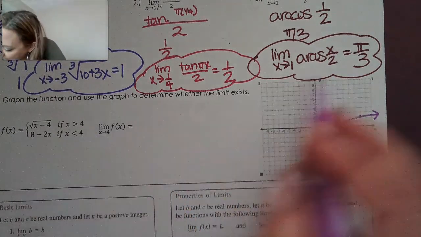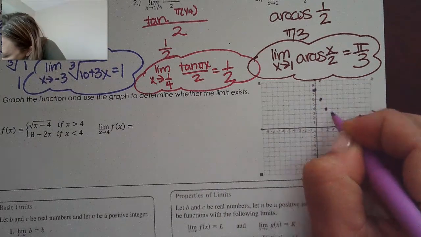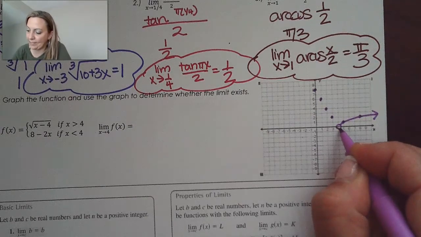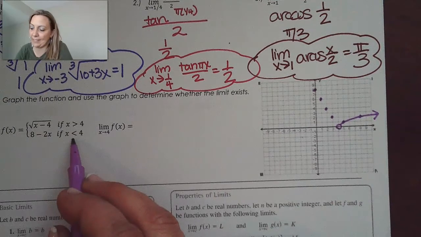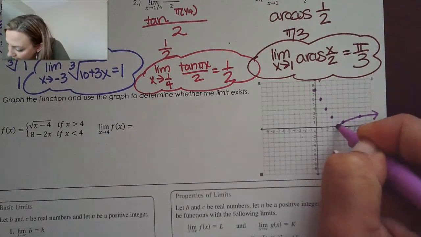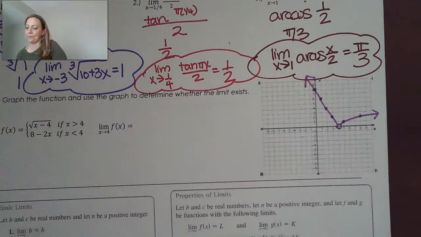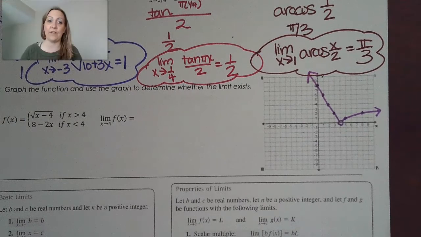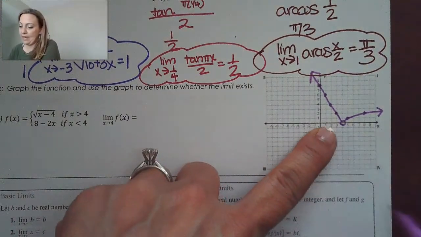And then 8 minus 2x if x is less than 4. Well, the y-intercept is 8. My slope is -2. And then instead of plotting a point at (4, 0), because it only is true when x is less than 4, I'll leave that as an open circle, and then I can fill in the rest of this graph. And what I found when I graphed both pieces of that piecewise function is that it approached the same value, didn't it?